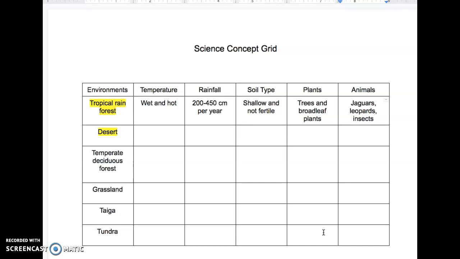Remember, this goes in your science journal. You will not have any sort of Google Doc to fill out. You're just going to write all this down in your science journal.